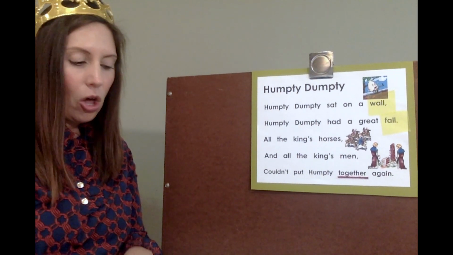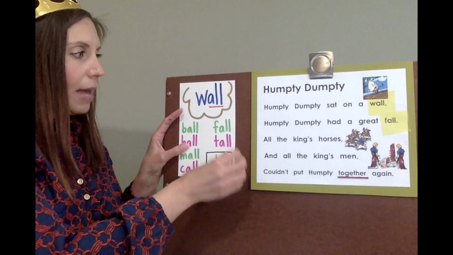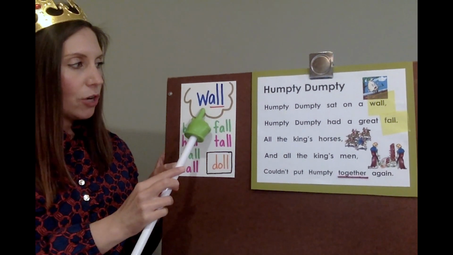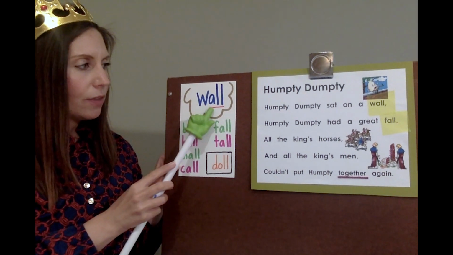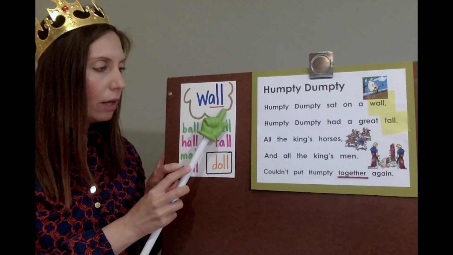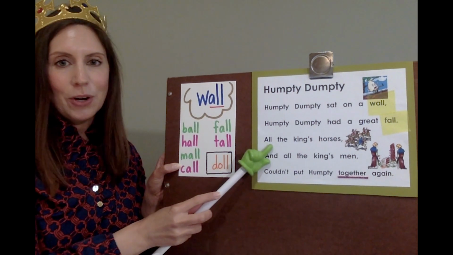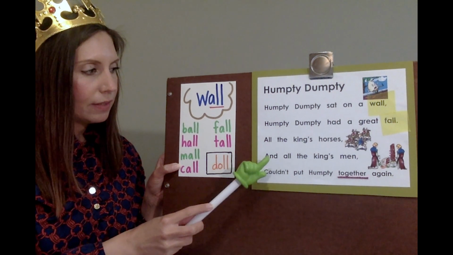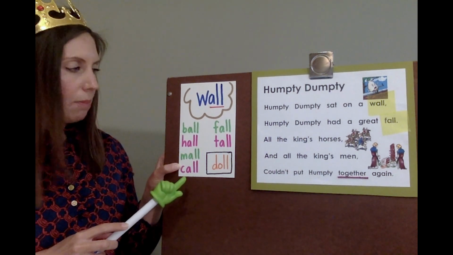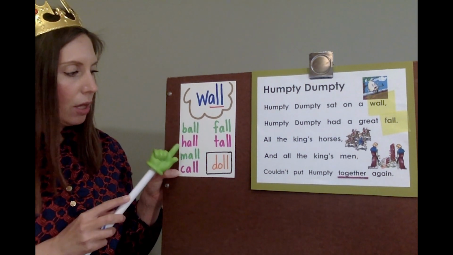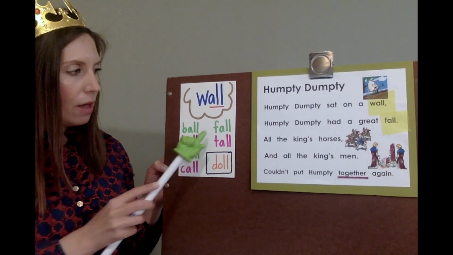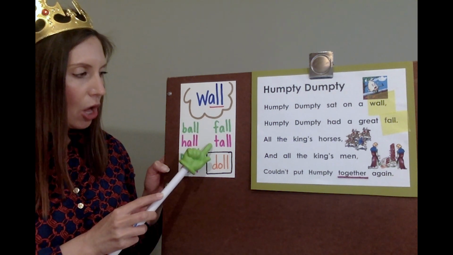Now let's read all the words that we made with the magnetic letters on this list. First, we started with wall, and we noticed that there was a word or a part inside wall that says all. That word all is also in our rhyme right here. All the king's horses and all the king's men. Let's read the other words we made. We made ball, haul, mall, call, fall, tall.